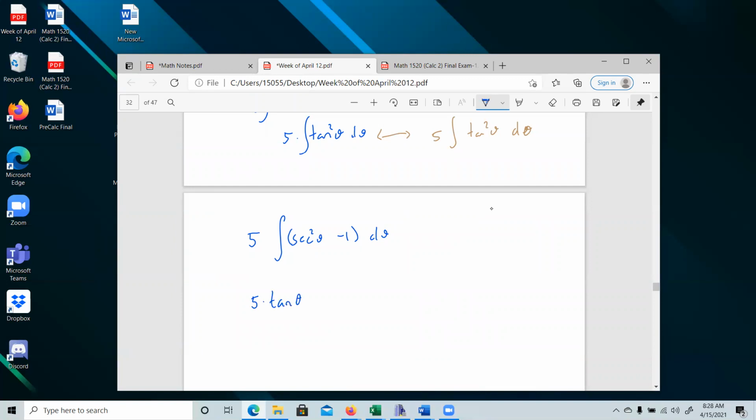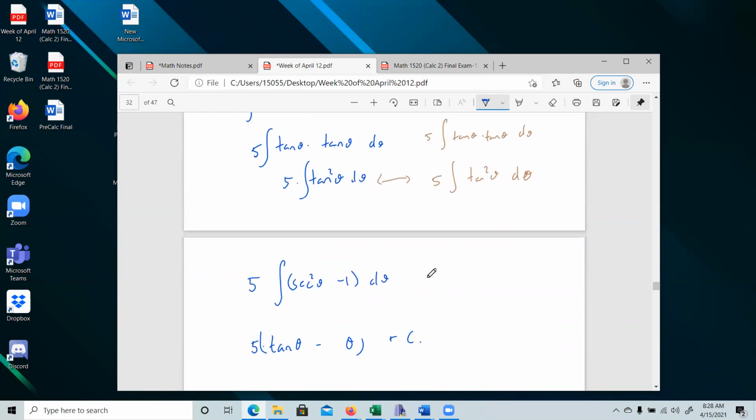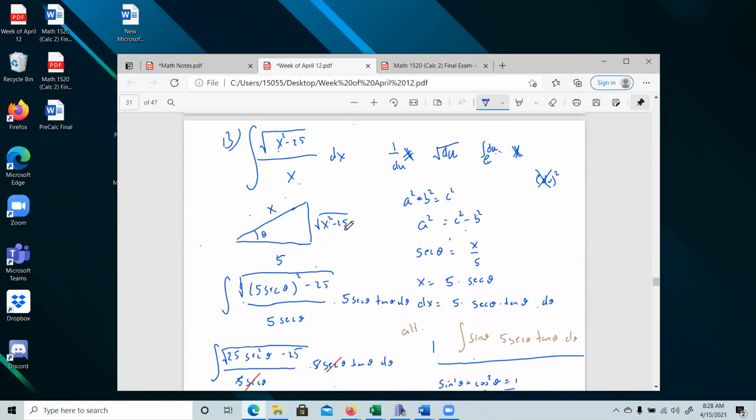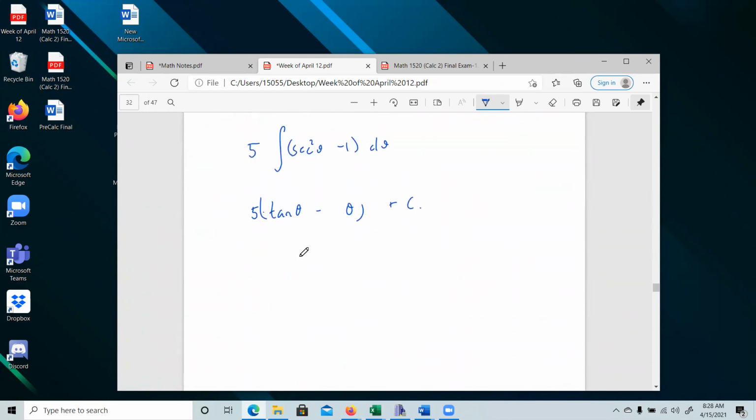All right, minus theta. By the way, that 5 goes to everybody, right? Oh, don't forget your C. Otherwise, that's what you're going to get. All right, tangent. What the heck is tangent? Going back to my triangle, tangent is the square root of x squared minus 25 over 5. So this is 5, this is the square root of x squared minus 25 over 5, minus.